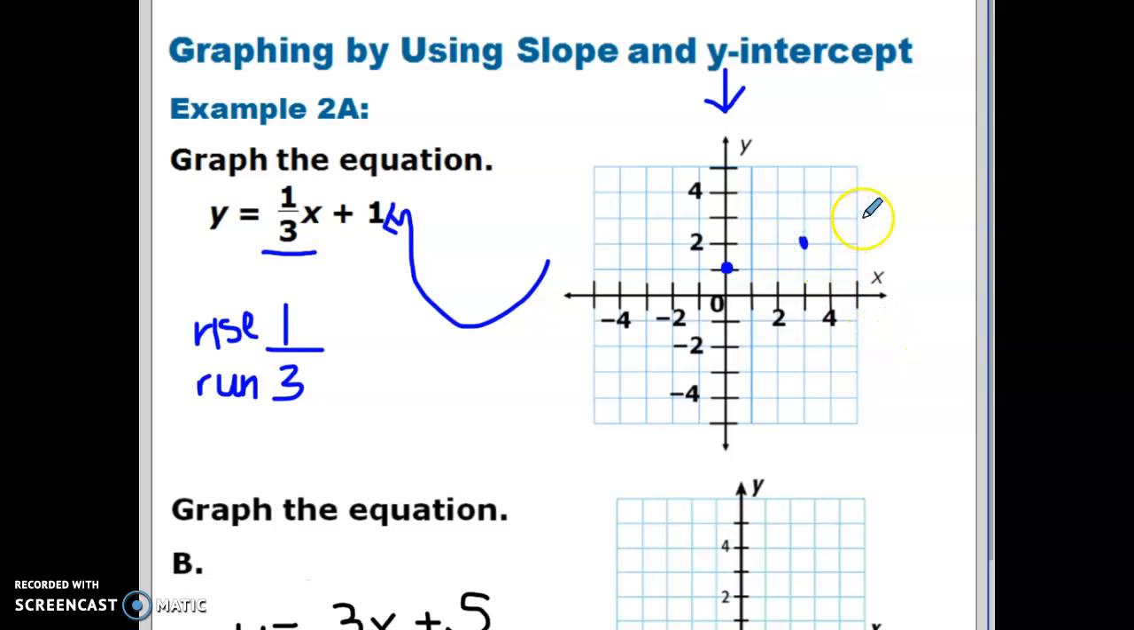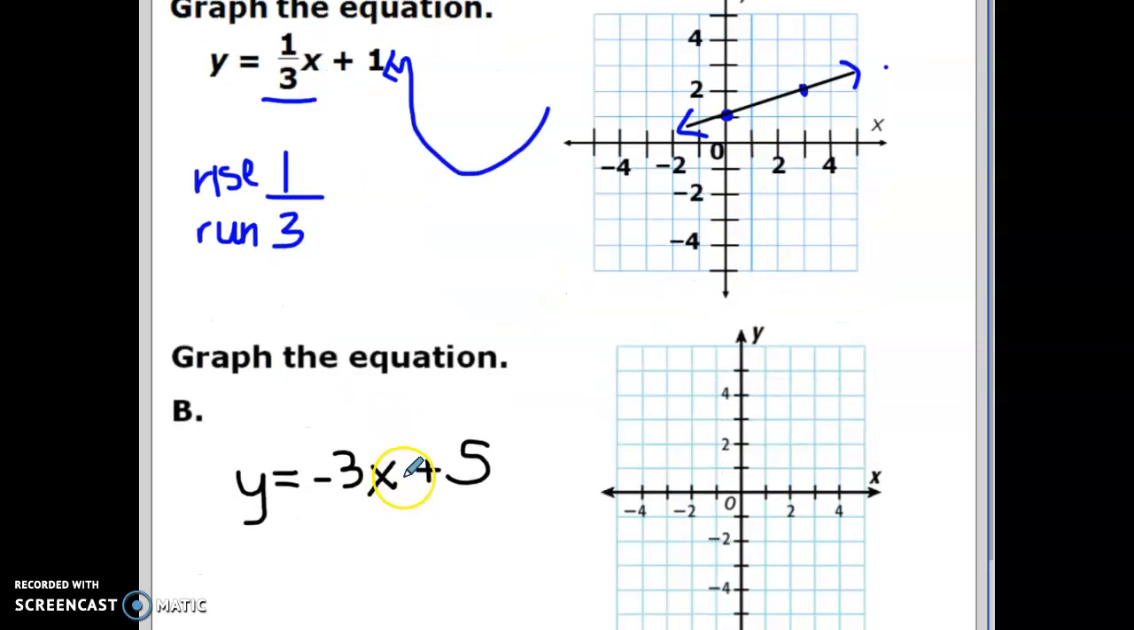Okay, I could keep going. I'd run off the graph a little bit, but or just do 2 points, and that's fine. And then you connect this with a line and 2 arrows on either side.